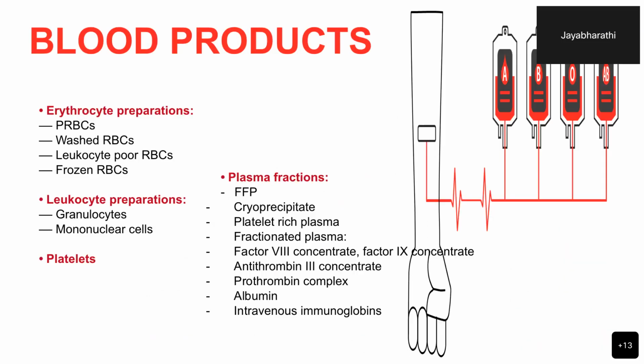First, blood products, that is the RBC, erythrocyte preparation. Erythrocyte preparations can be packed RBCs, washed RBCs, leukocyte-poor RBCs, frozen RBCs. Leukocyte preparations include granulocytes, mononuclear cells, and platelet preparations. And plasma fractions include fresh frozen plasma, cryoprecipitate plasma, factor 7 concentrate, factor 9 concentrate, antithrombin 3 concentrate, and prothrombin complex, albumin, and intravenous globulin.